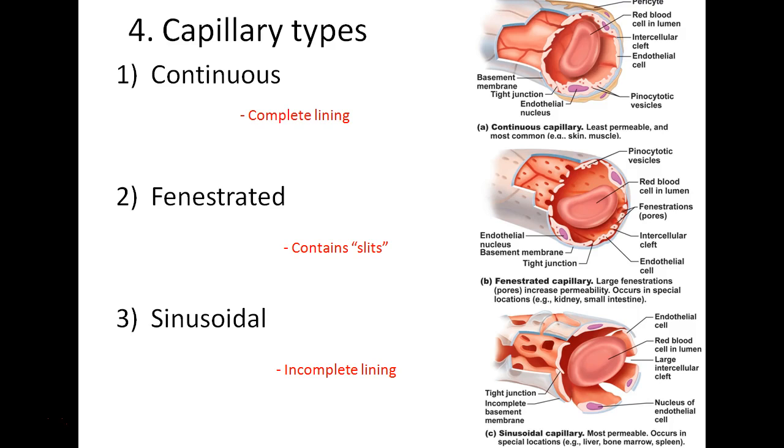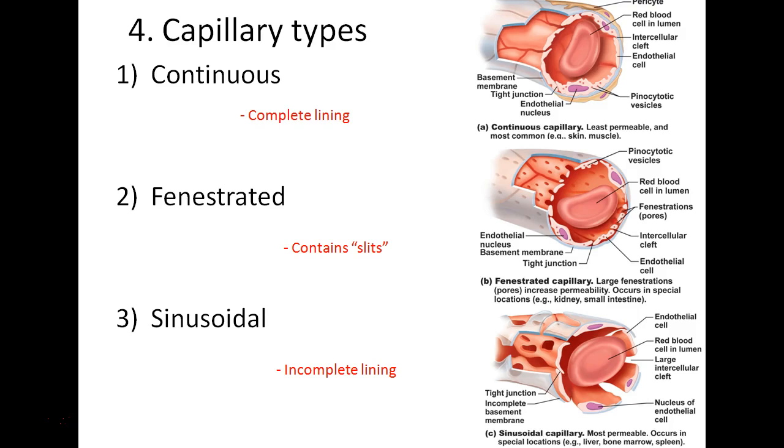Let's take a closer look now at three types of capillaries. If one were to make some observations about the images in the right-hand corner, they might notice some differences in the cell wall. The blood vessel wall, I should say. That is going to be the difference between these three types.